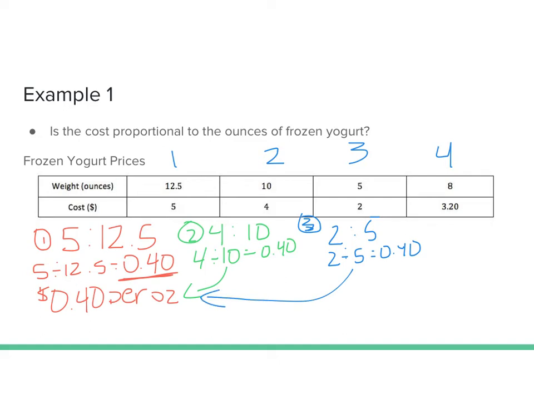Last one, we have person number 4. I'm kind of running out of room here, but I'll try to make it fit. We have a cost of $3.20 to our 8 ounces. So if we divide 3.2 by 8, we will find the same answer, which is 0.40, which again we can write as 40 cents per ounce.